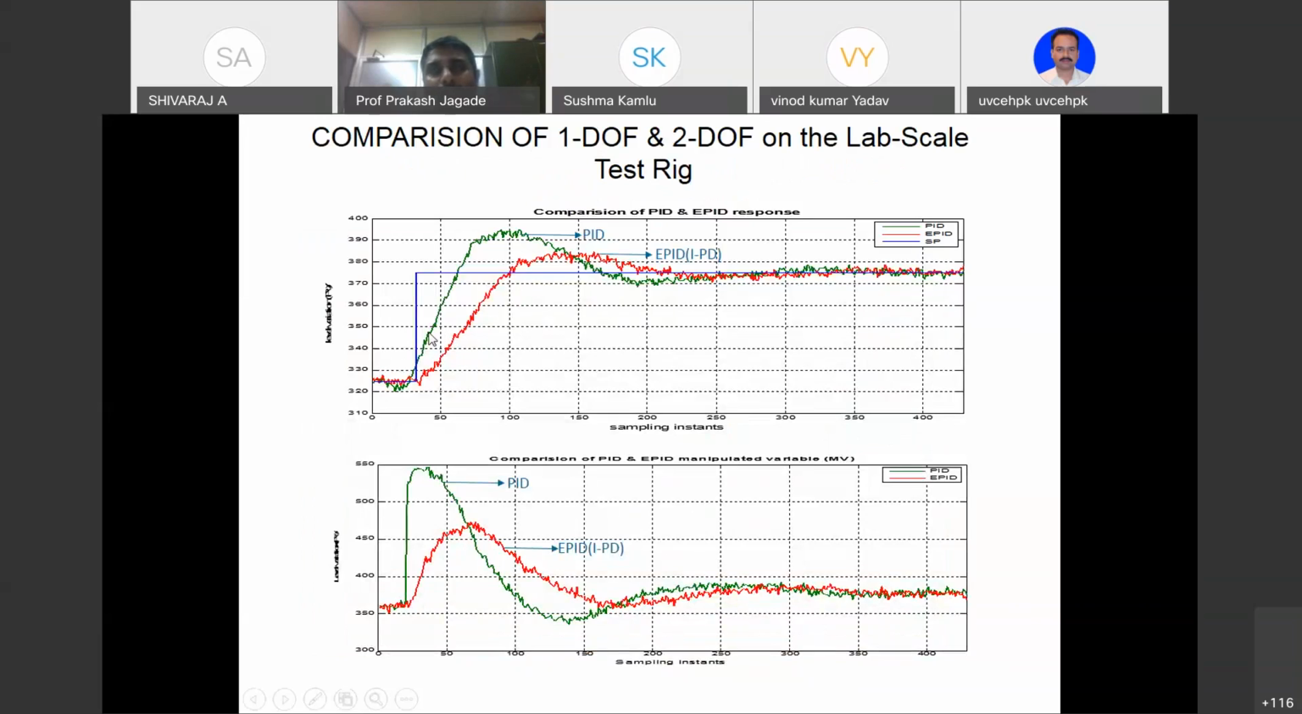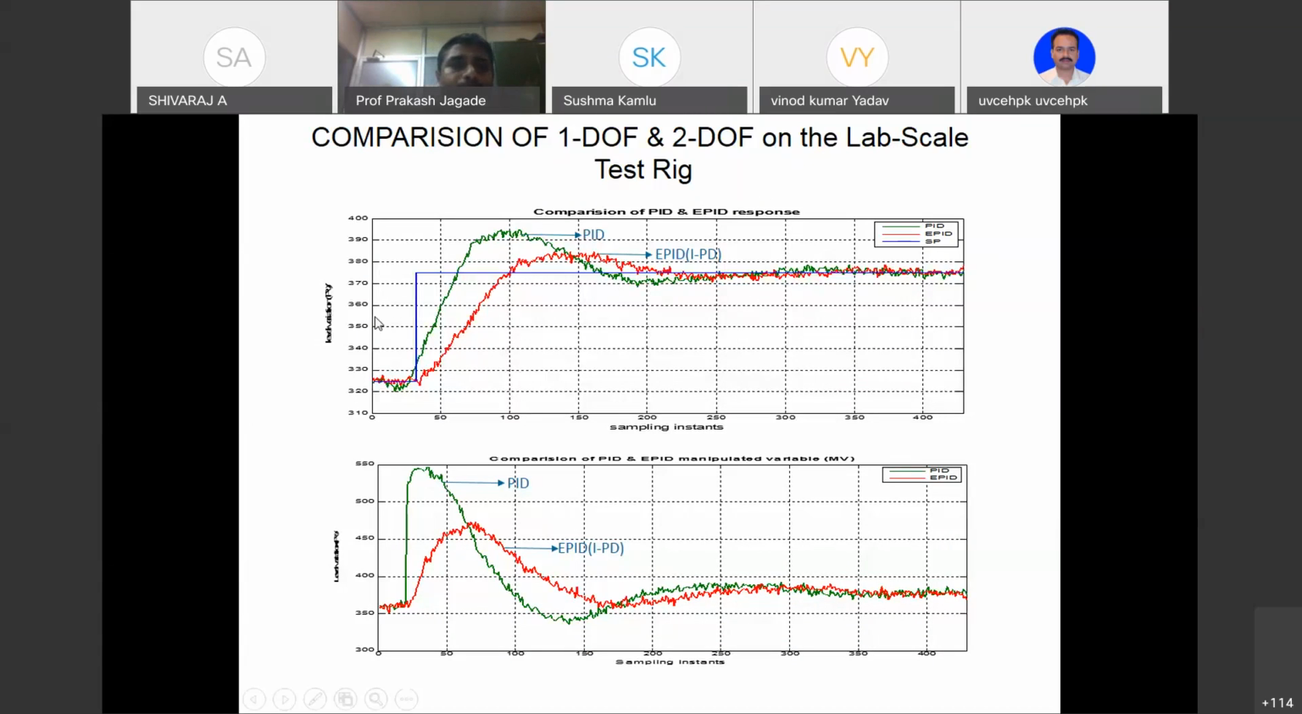In this slide, we have compared the performance of a conventional PID and an enhanced version of PID. It is nothing but an IPD, that is integral action based on error, and proportional and derivative action based on the process variable, that is P and D based on measurement. Which is nothing but a 2 degrees of freedom PID controller. So we have compared a single degree of freedom PID controller versus a 2 degrees of freedom PID controller.